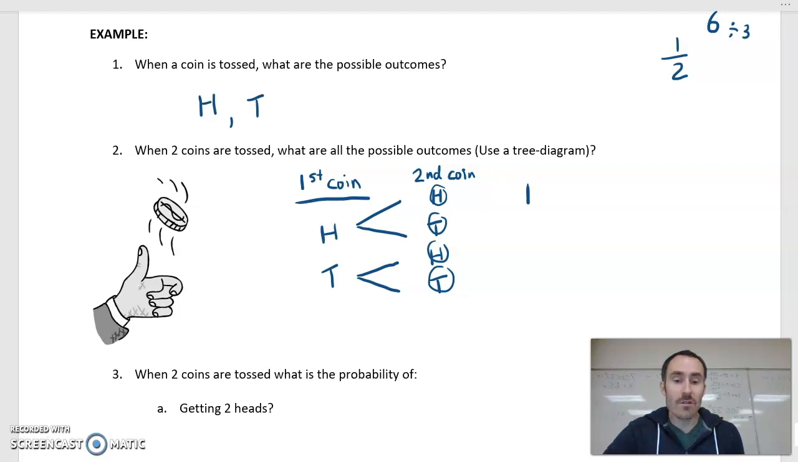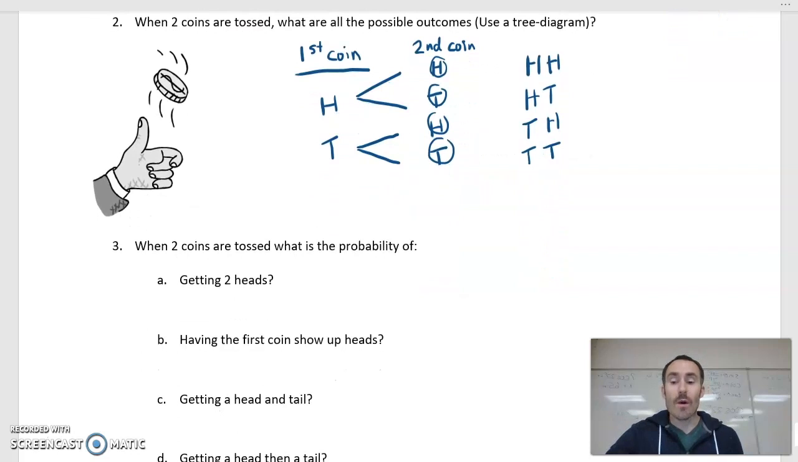Your 4 possible outcomes would be heads, heads. That's the first one. Heads, tails. Second one. Tails, heads. And tails, tails. Those are the 4 possible outcomes. Now let's talk about the probabilities of certain events happening.